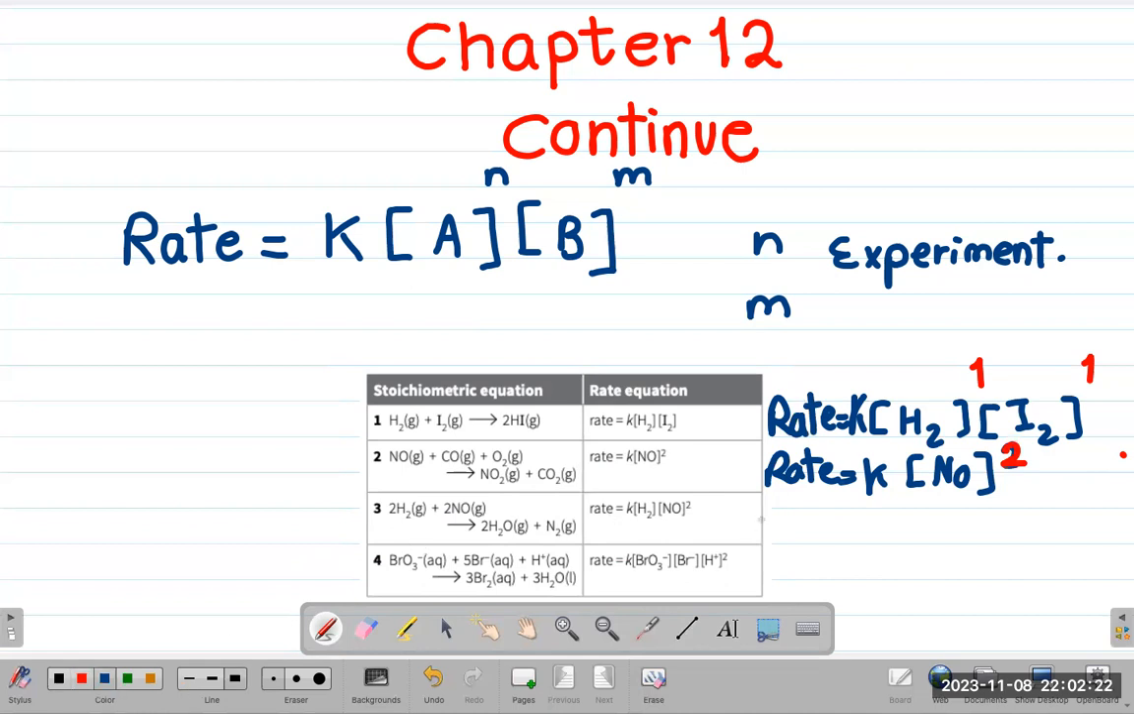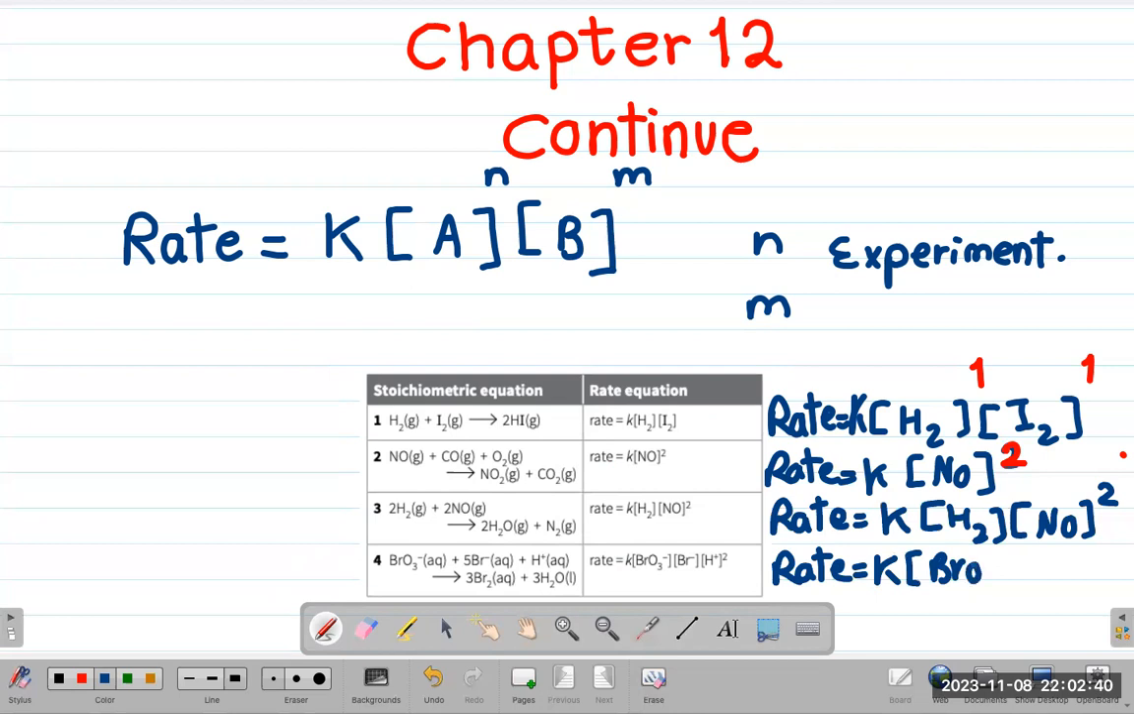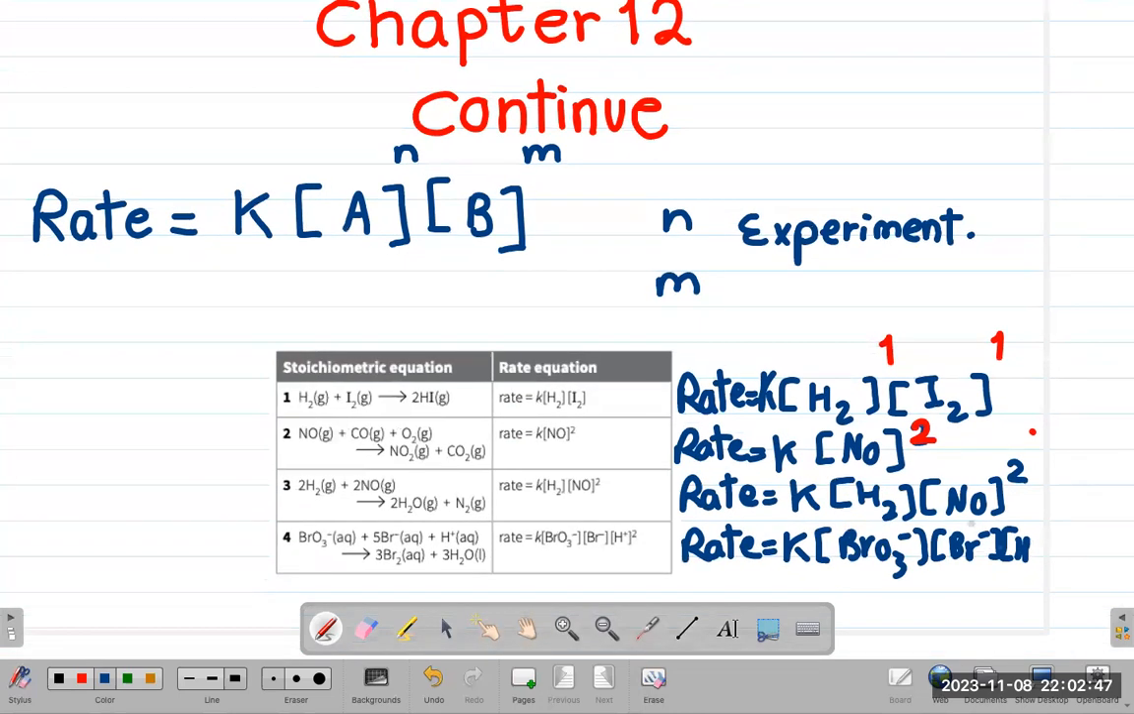And again, the rate of the third reaction is equal to k multiplied by the concentration of H2 to the power of 1 here, not 2 like the coefficient, and NO to the power of 2. And here the rate is equal to k multiplied by the concentration of BrO3 minus, multiplied by the concentration of Br minus and H plus. So it's all not related, and you can see that it's not related at all.